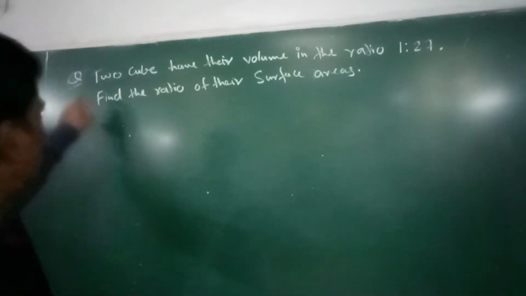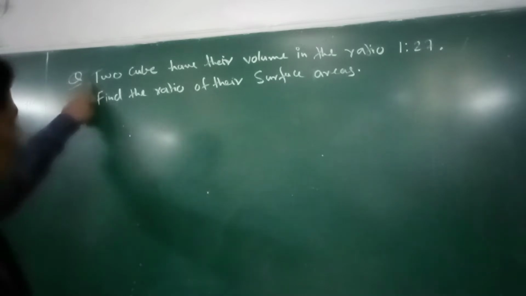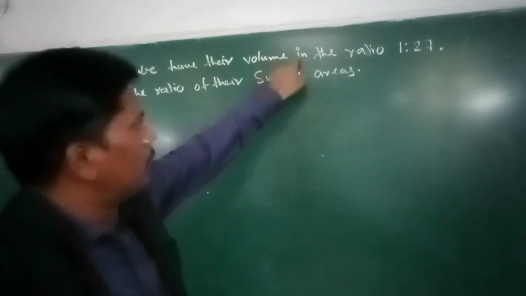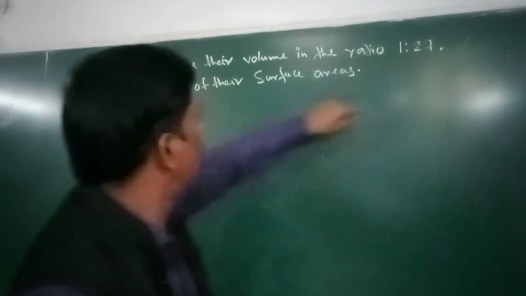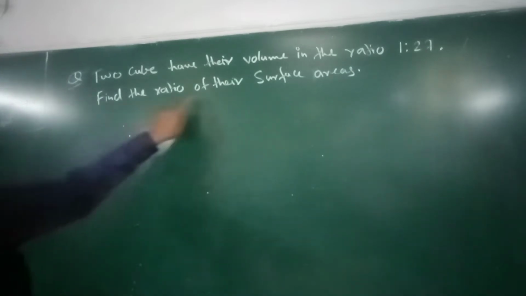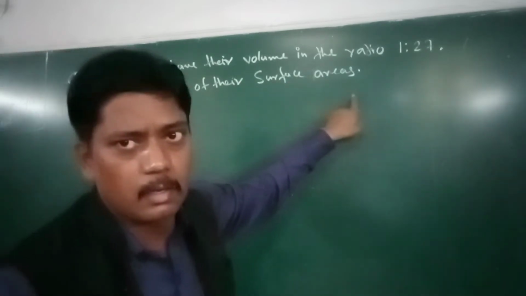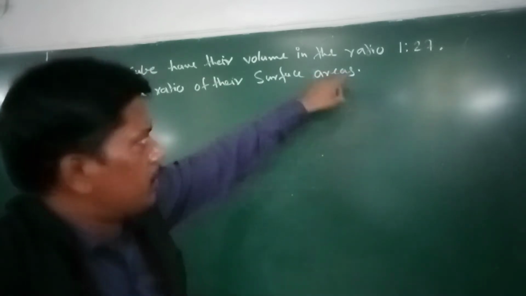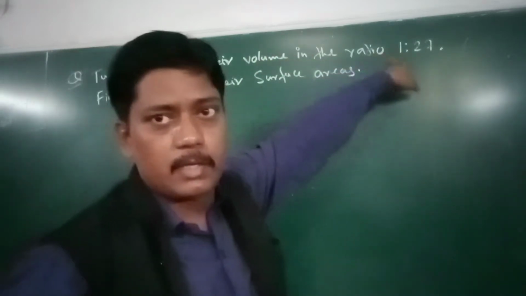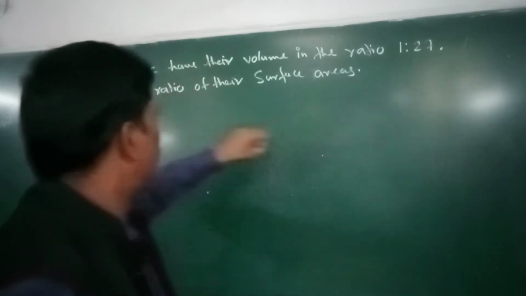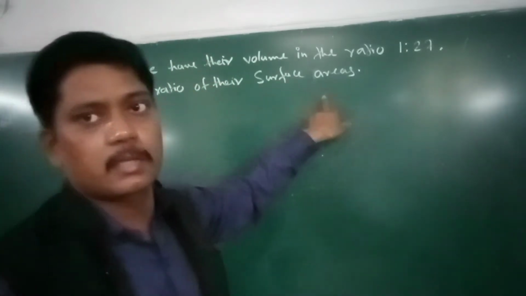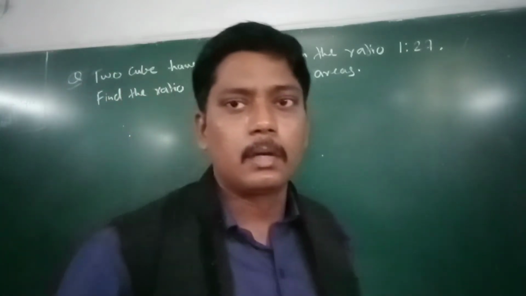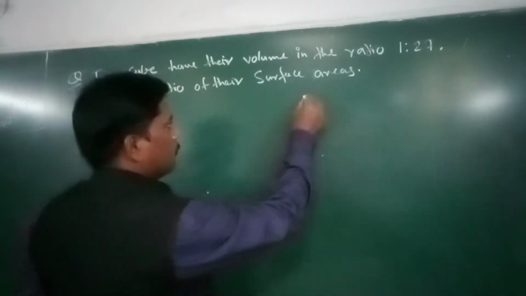Question: Two cubes have their volumes in the ratio 1 is to 27. Then find the ratio of their surface areas. Okay, there are two cubes, and the ratio of their volumes is given as 1 is to 27, and now we find the ratio of their surface areas.